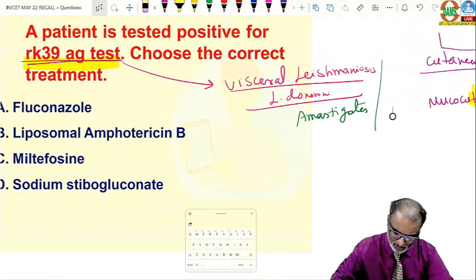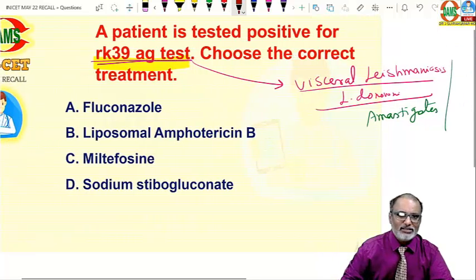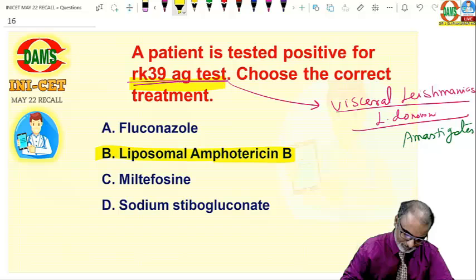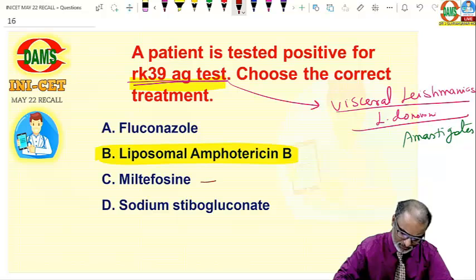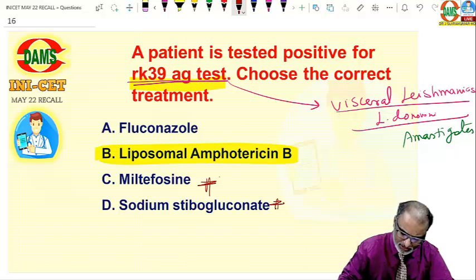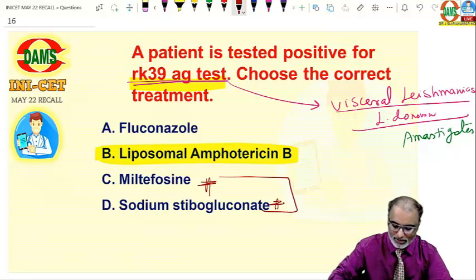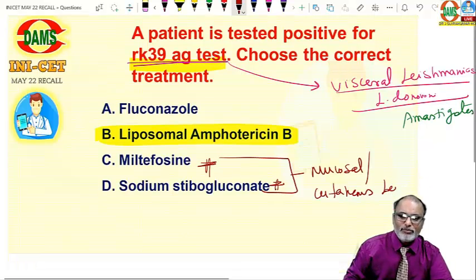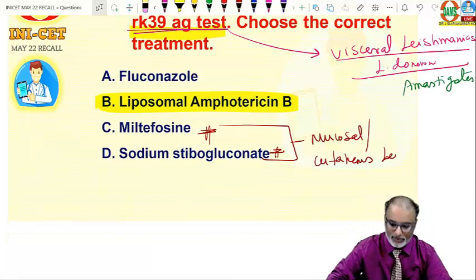Okay, so now it's a case of visceral leishmaniasis. What is the treatment? Visceral leishmaniasis, the best treatment is liposomal preparation of amphotericin B, where miltefosine previously they used and sodium stibogluconate. These are also having anti-leishmanial property. We are using it for mucosal or cutaneous leishmaniasis.